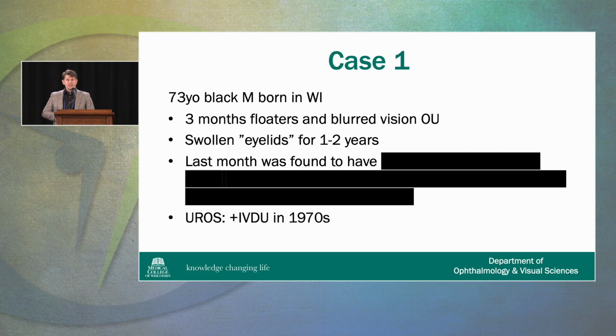So case one is a 73-year-old Black male born in Wisconsin. He came to me with 3 months of floaters and blurred vision in both of his eyes. He's had swollen eyelids for 1 to 2 years, which I think tells you a little bit about chronicity here. Last month, he was found to have something before he was referred to me, and I just removed that because it makes this case a little bit too straightforward. And in his uveitis review of systems, he was an IV drug user back in the 70s.